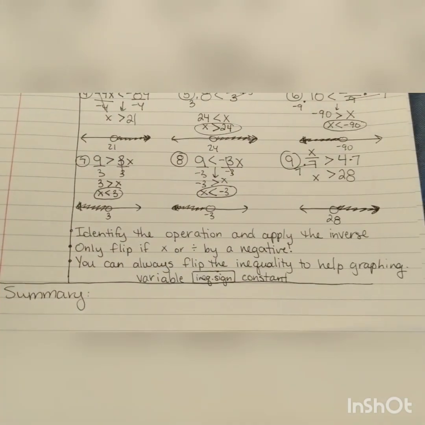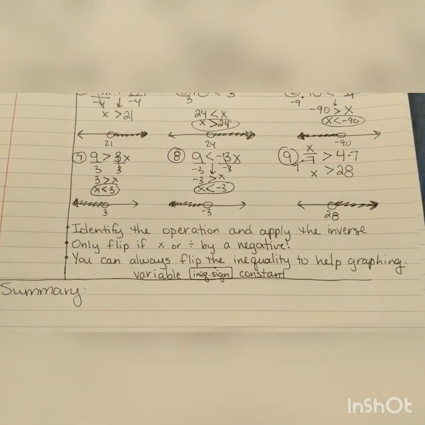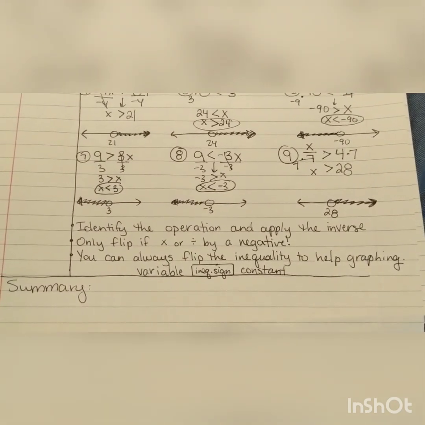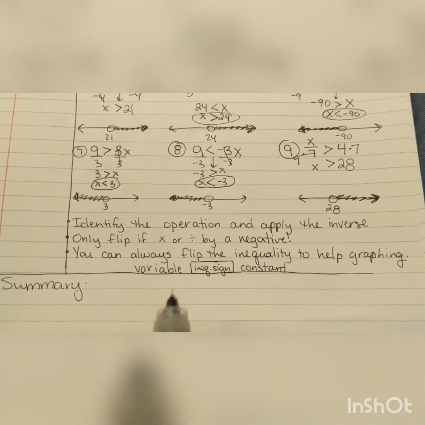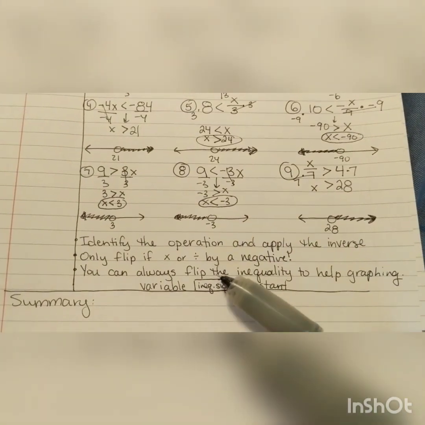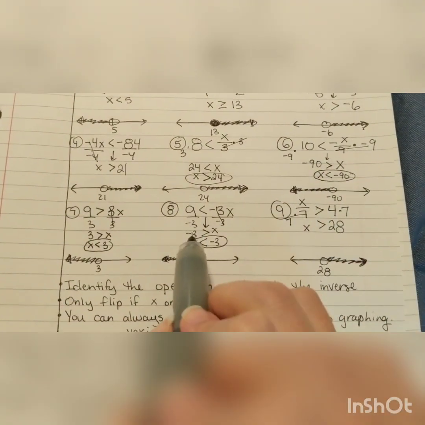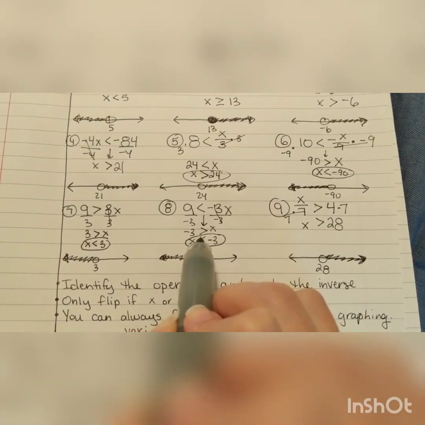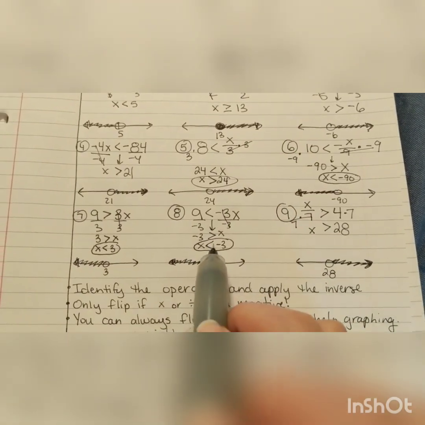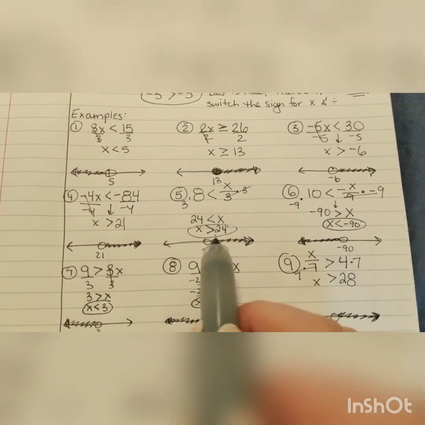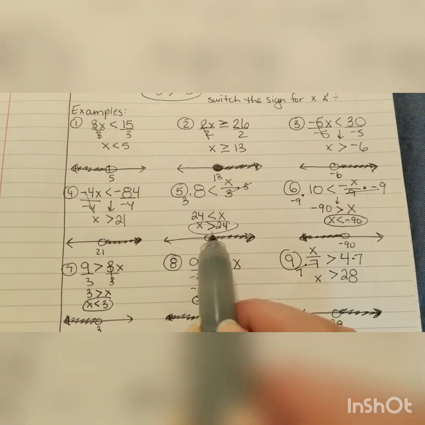So to recap, identify the operation and apply the inverse. Only flip if you're multiplying or dividing by a negative. And you can always flip the inequality to help your graphing to put it in this form: the variable, then the inequality, and the constant. Make sure that if you do this step, the original direction maintains its integrity. So if it is pointing to your variable and you flip your inequality, it needs to keep pointing to your variable. Same thing here. It is pointing to my constant, so when I flip this inequality, it has to continue pointing to my constant.